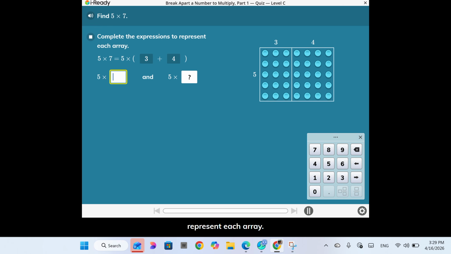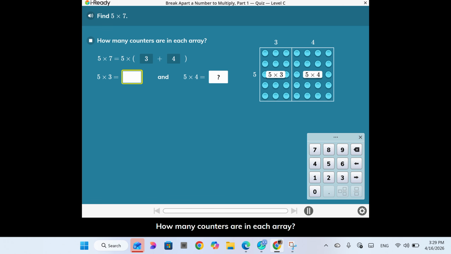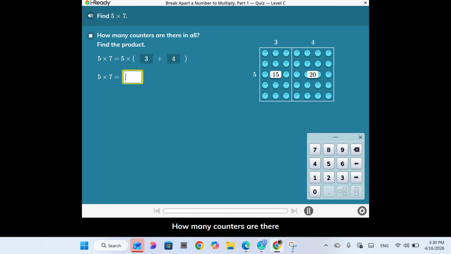Complete the expressions to represent each array. How many counters are in each array? How many counters are there in all? Find the product.